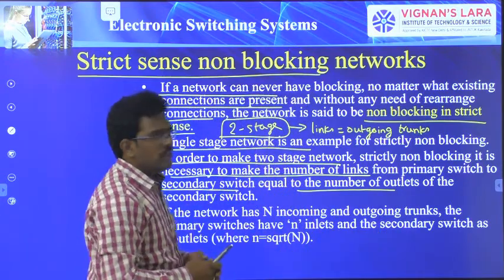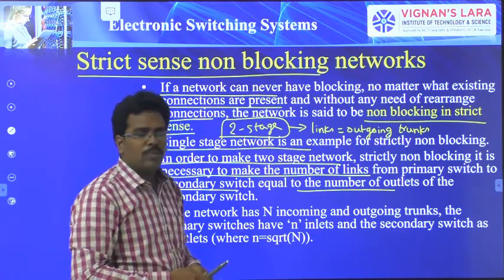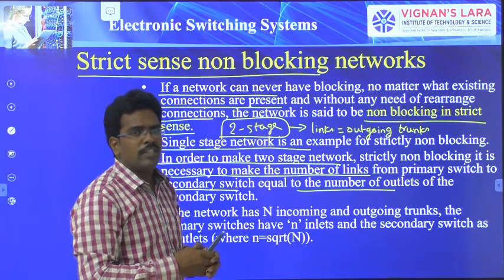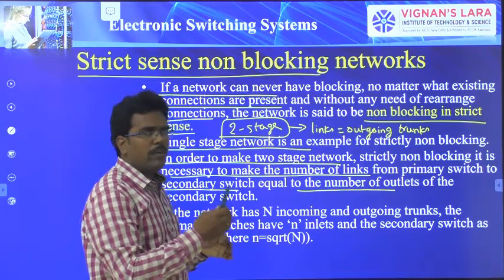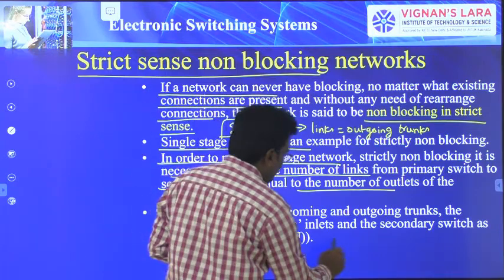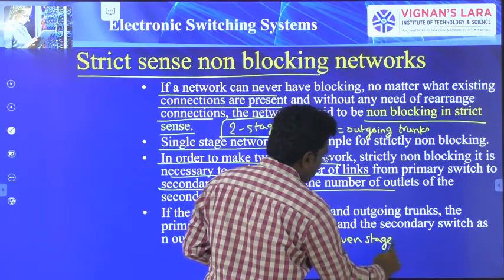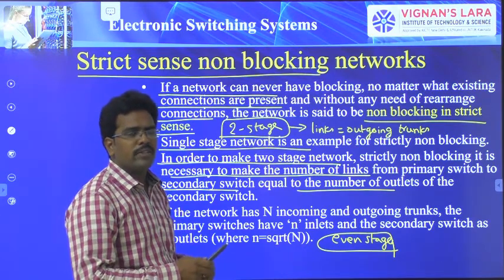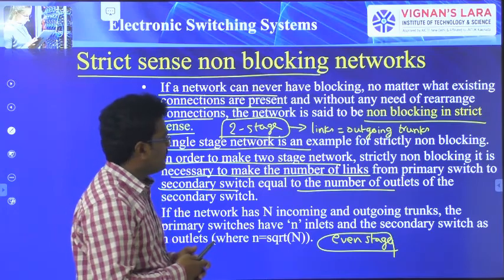Okay, if you do this, generally the number of cross points will increase more than in your single stage. As the engineer's objective is to reduce the number of cross points, we further go for multiple stages. Generally we will not prefer even stages. Even stages will not reduce your number of cross points. Only an odd number of stages will reduce the number of cross points. Okay.